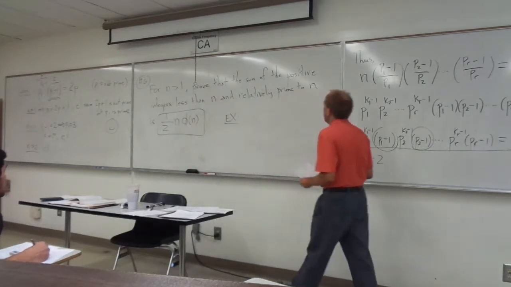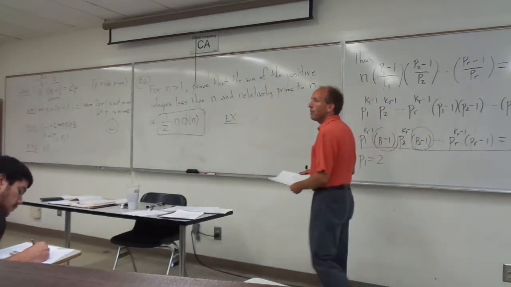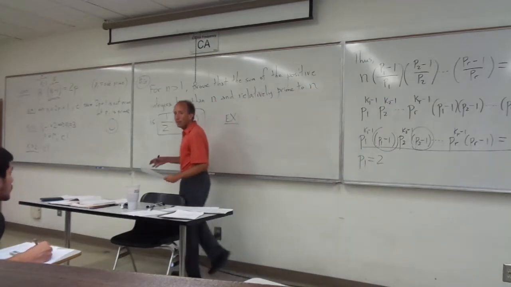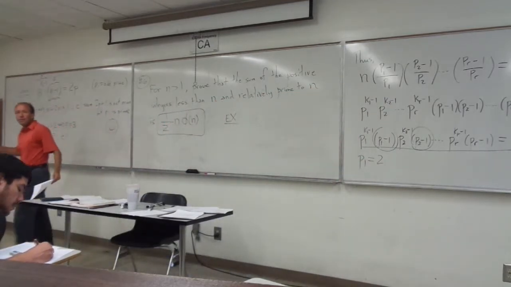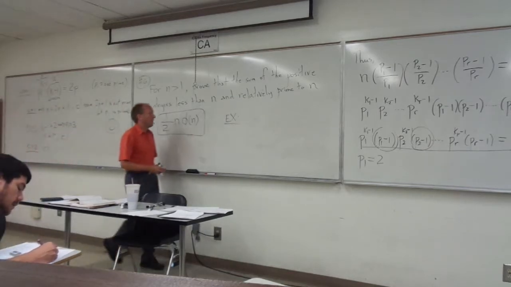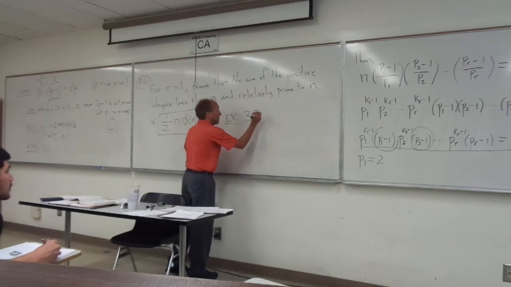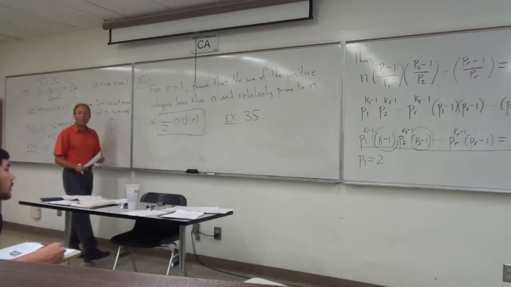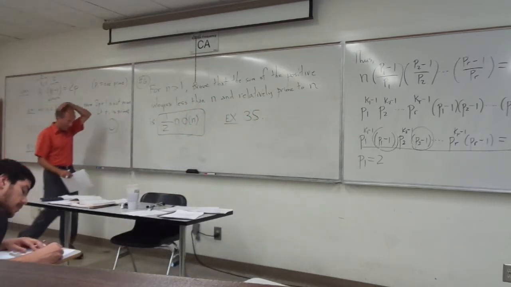Can somebody give me a nice number that's not too small, not too big? 10's too small. 15. 35. 35, okay. Let's try a 35. Let's make it odd at least so that we have to think about it a little bit.